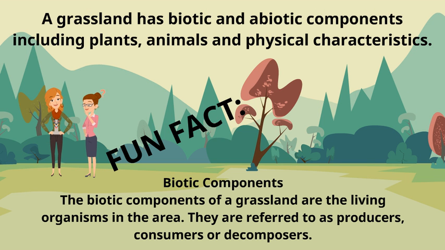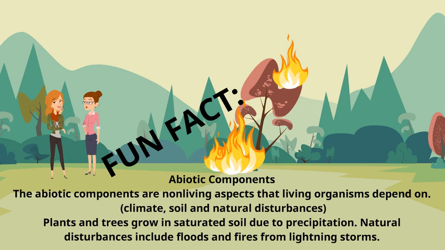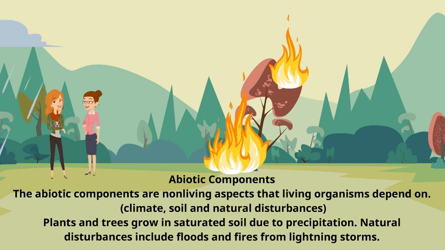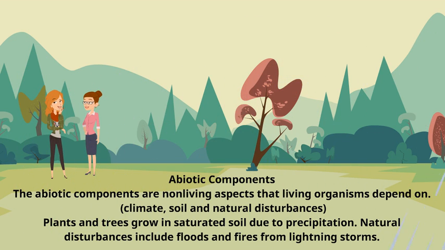The biotic components of a grassland are the living organisms in the area. They are referred to as producers, consumers, and decomposers. The abiotic components are non-living aspects that living organisms depend on. Plants and trees grow in saturated soil due to precipitation. Natural disturbances include floods and fires from lightning storms.